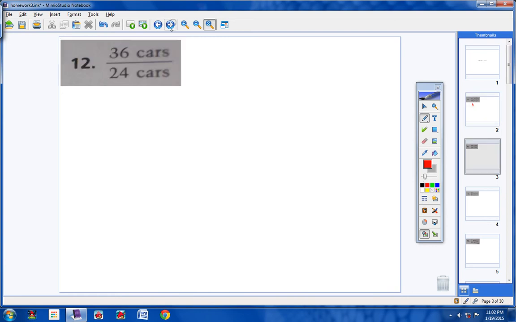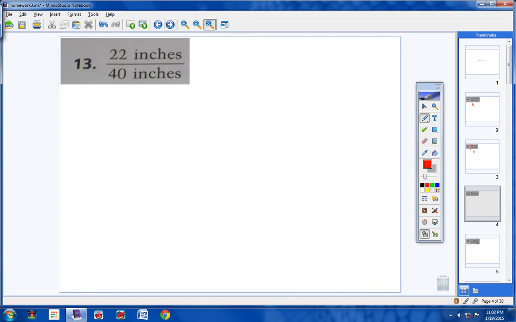Okay, number 12, 36 over 24, 12 goes into both of these numbers. 12 goes into 36 3 times, 12 goes into 24 2 times. So the simplification or the reducing would be 3/2. Okay, moving on to number 13. Alright, let's see, 2 goes into both of these. So 2 goes into 22 11 times, and 2 goes into 40 20 times. So the simplification would be 11/20.